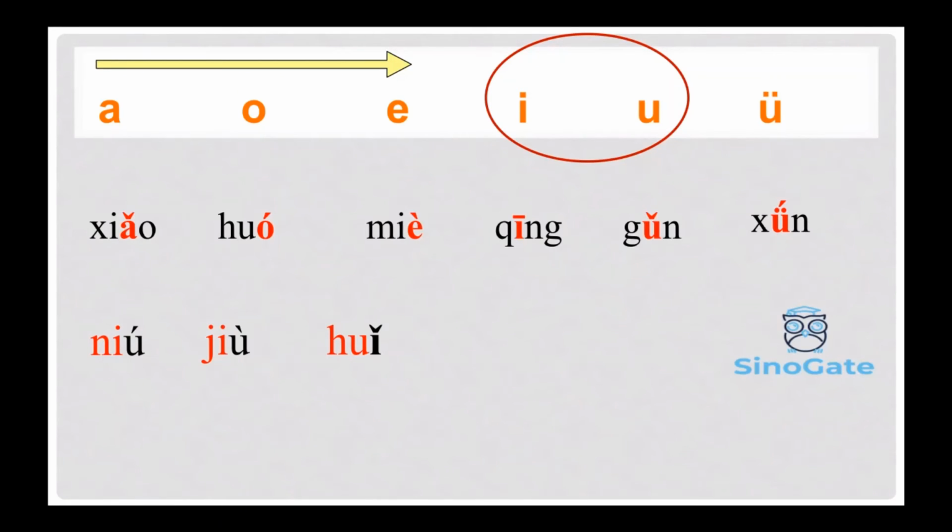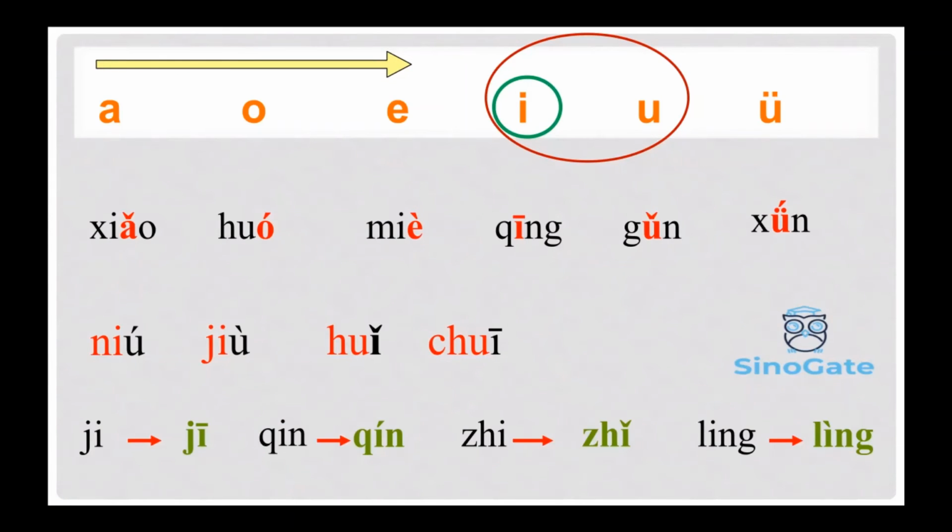And the last one you should keep in mind is this. It is kind of obvious, right? You can see when we need to put the tone mark on I, what we do is we replace the dot with the tone mark. Like here, 鸡, 晴, 止, 令. Okay, so that's all the rules.